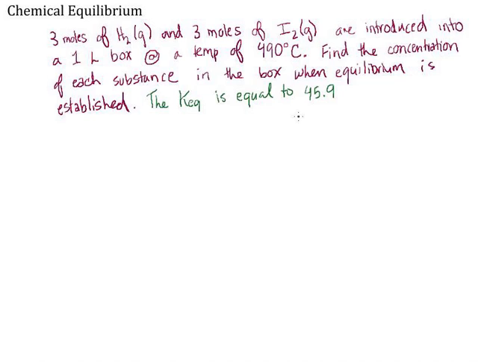3 moles of diatomic hydrogen as a gas and 3 moles of I2 as a gas are introduced into a 1 liter box at a temperature of 490 degrees Celsius. Find the concentration of each substance in the box when equilibrium is established. The equilibrium constant, which again here is listed as Keq, is equal to 45.9. Okay, so let's just take a moment to parse what that means.